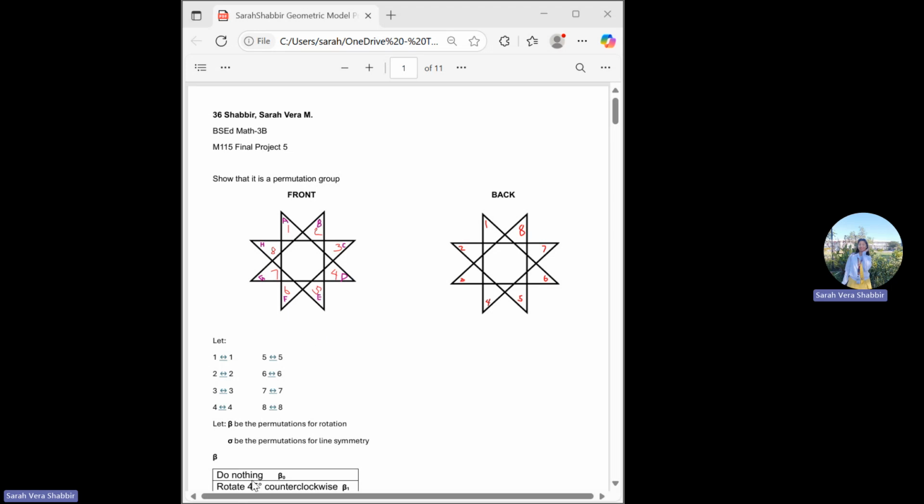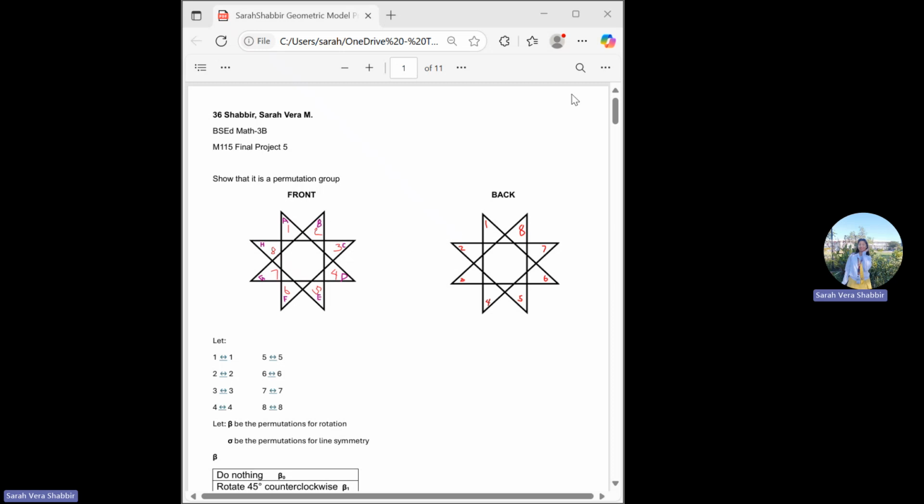And after our four projects, we're now down to our fifth presentation, which is we need to show that our figure is a permutation group. So the BoomSun prism is a geometric model based on an octagonal structure. It has 8 points labeled 1 through 8 on both its front and back faces.